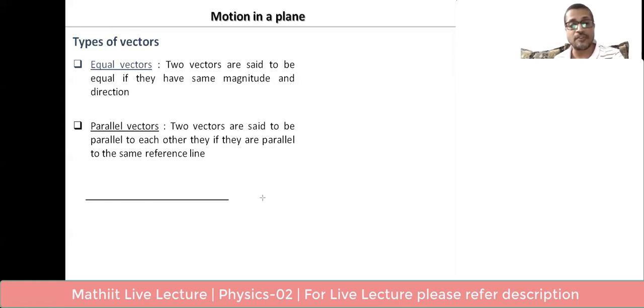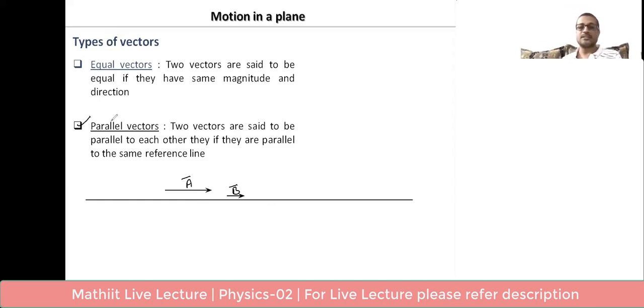First of all, you think of a reference line. Suppose you have some reference line, like a horizontal ground or something. Then, if there is a vector A that is parallel to this line, and there is a vector B that is also parallel to the line, then A and B are said to be parallel to each other. That is what this definition means. Read that carefully, you will understand. Two vectors are said to be parallel to each other if they are parallel to the same reference line. Is that clear now?